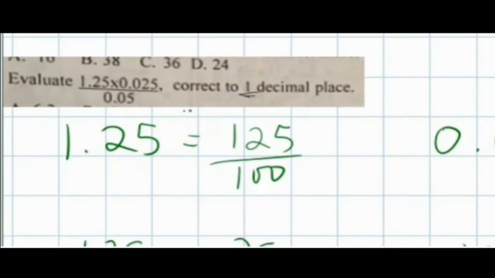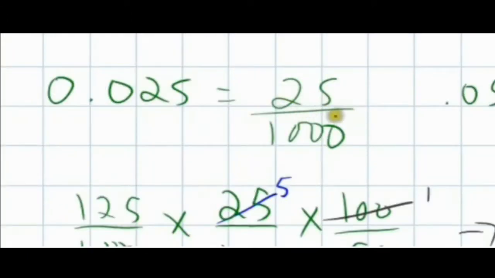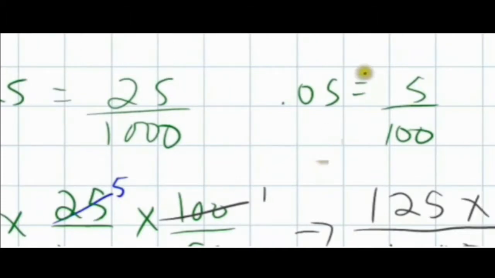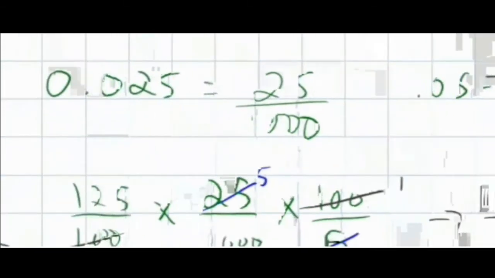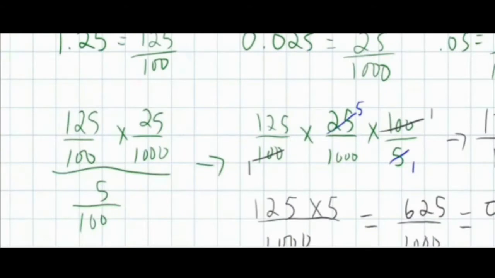Question 4 wants us to evaluate 1.25 times 0.025 over 0.05 correct to 1 decimal place. So the first thing that you need to do is simplify what all of these decimals mean. You could go and do the math with the decimals, but there's an easier way to do it. 1.25 is the same as saying 125 out of 100. And 0.025 is the same as saying 25 out of 1,000. Literally, this is read as 25 thousandths. And over here, this would be 5 out of 100 because it goes tenths, hundredths, 500ths.